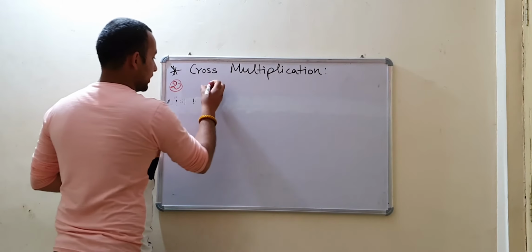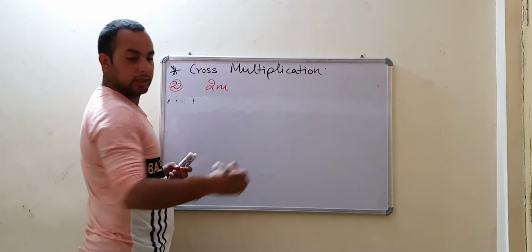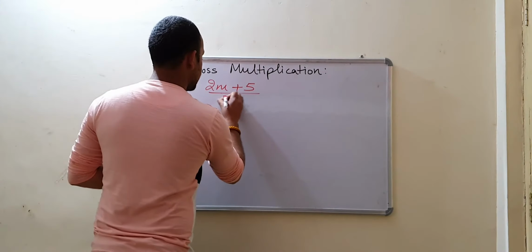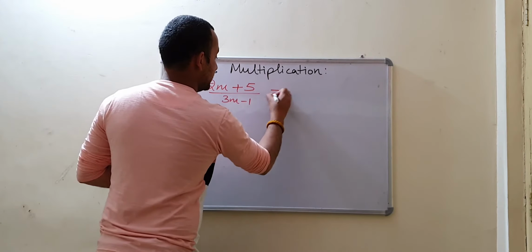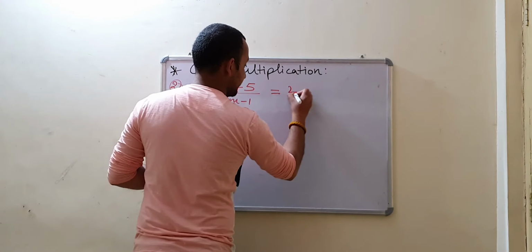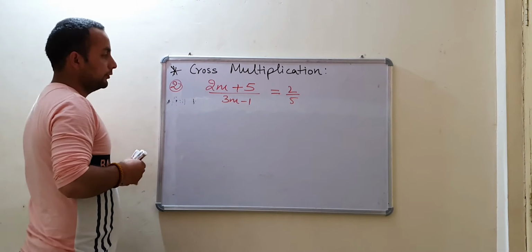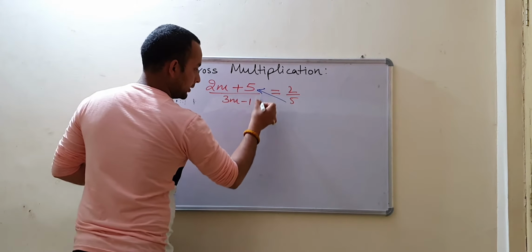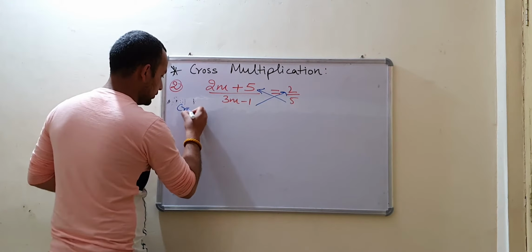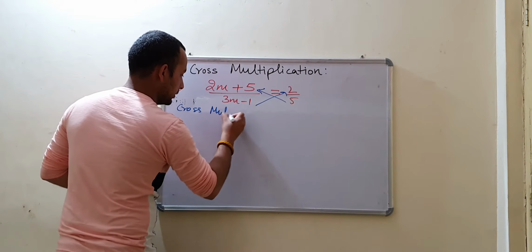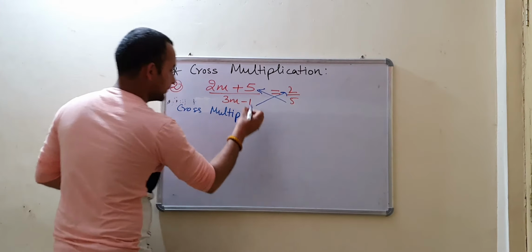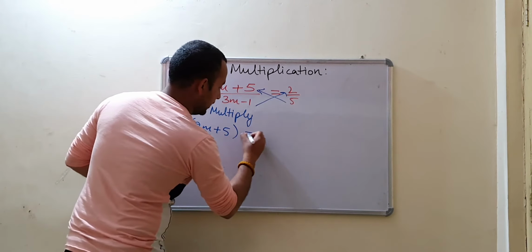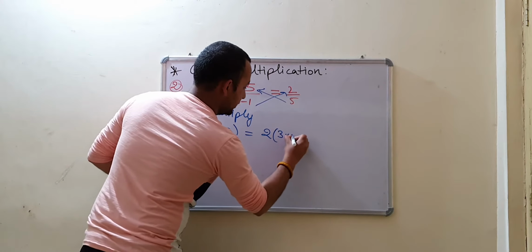Second question, it is like this: (2m + 5)/(3m - 1) equals 2/5. Again, what will you do? Cross multiply. So 5 will first multiply with the (2m + 5) and then 2 will multiply with the (3m - 1).